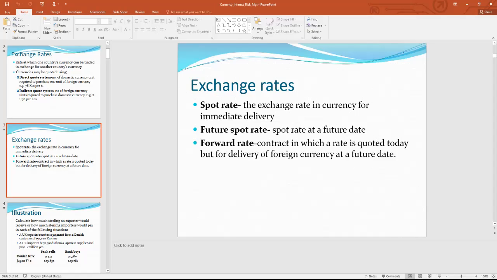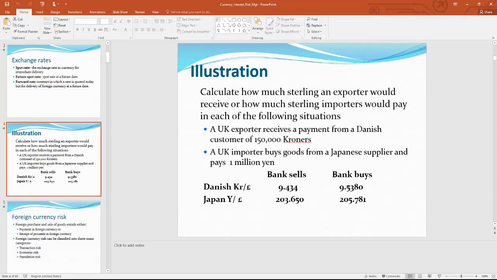Clear on the difference, Nafisa? Yes, sir. Okay, go through this example, then we.